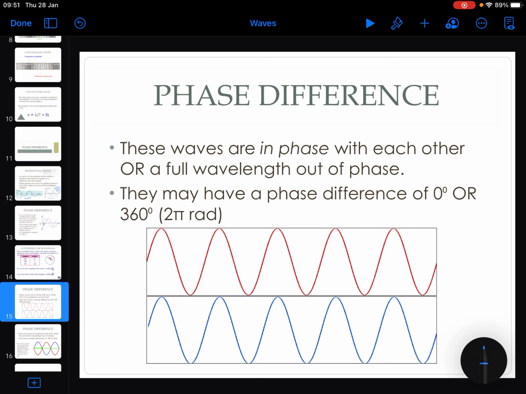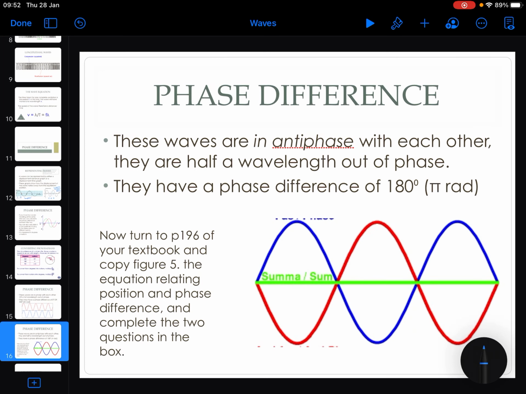So the fact is they are in phase. However, these waves are in antiphase with each other. They are half a wavelength out of phase. We say they have a phase difference of 180 degrees or pi radians.